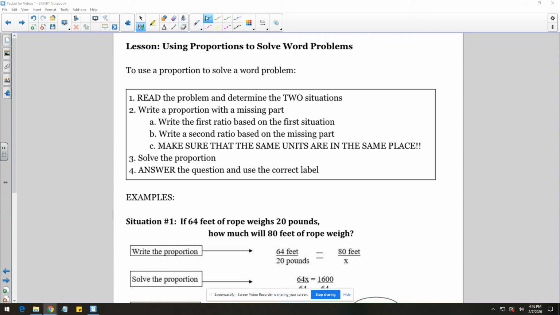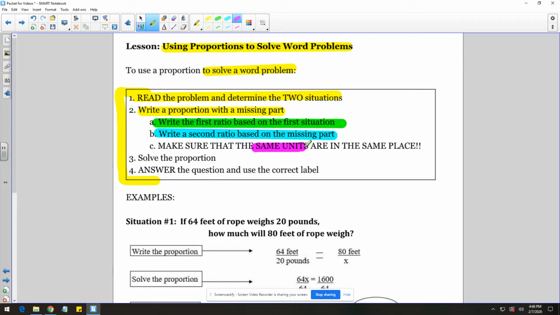This is a video lesson on how to use proportions to solve word problems. So here on this page in your packet, I go over the steps for how to solve a word problem using proportions. First, we're going to read the problem and determine the two situations. Then we're going to write a proportion with a missing part. Write the first ratio based on the first situation, and then write the second ratio based on the missing part. Make sure that you've lined up your units across from each other, and then you solve the proportion with cross multiplication and division, and you've got the answer. Make sure that you include your units.